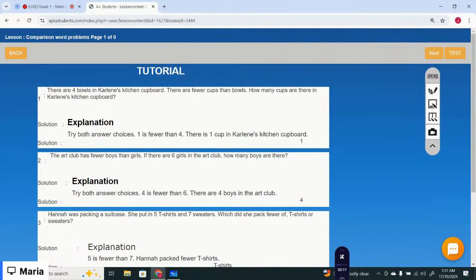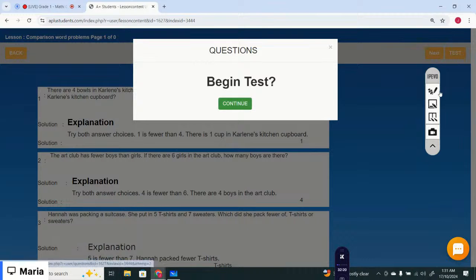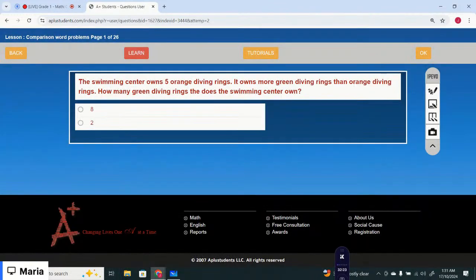Here you are not given the options, so let's just start with the test questions. Like choices you are not given, right? So let's just start with the test questions.